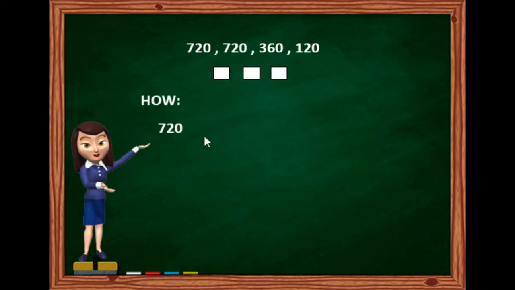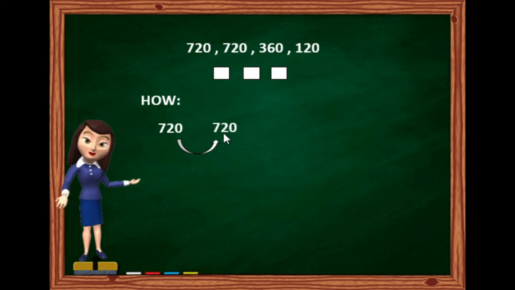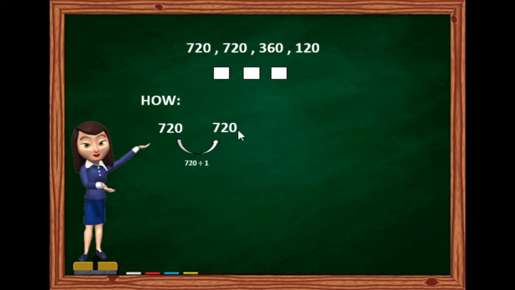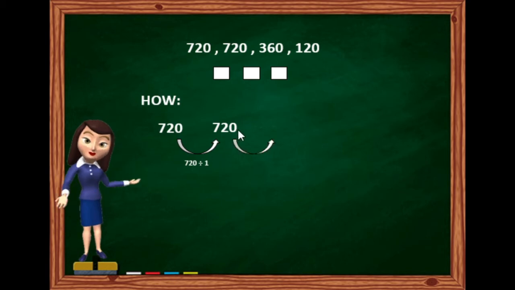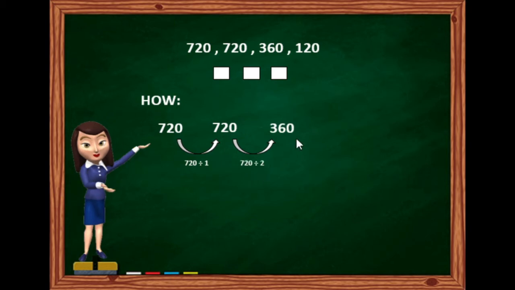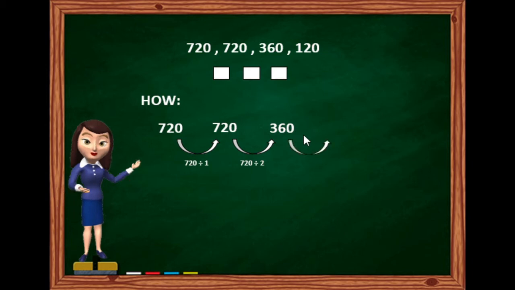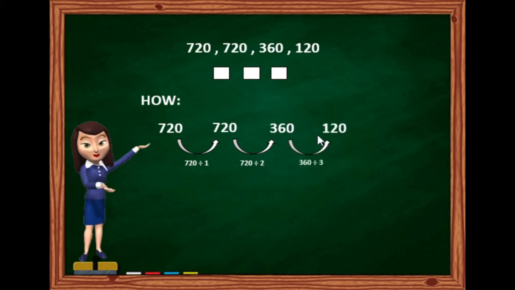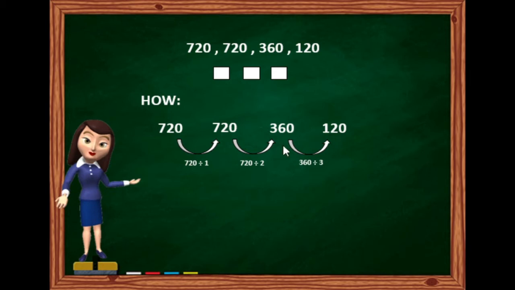720 is still 720 because we divided 720 by 1. Followed by 720 divided by 2, 360. That's correct. 360 divided by 3 is 120. You can see it's going up by 1. So we have here 1, 2, 3.